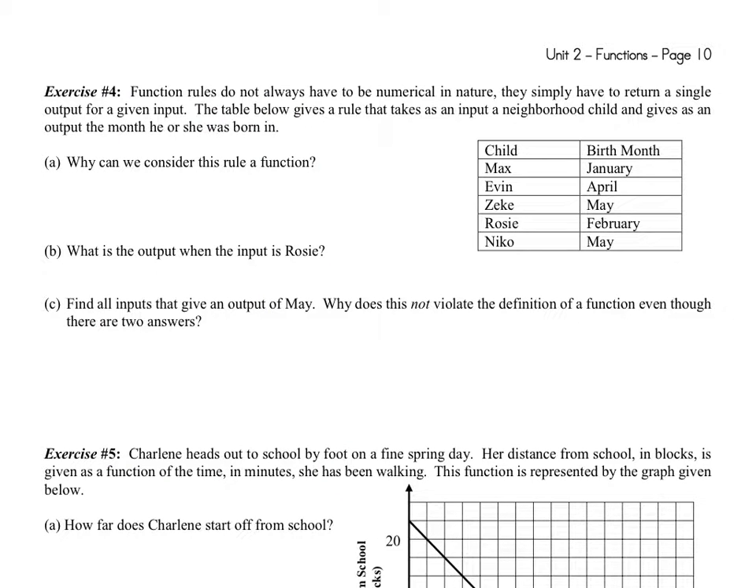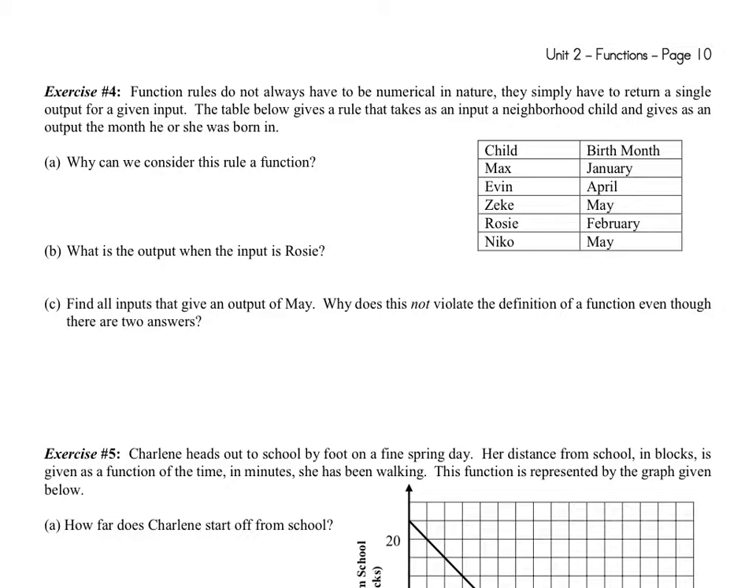All right, exercise 4 is pretty interesting. We don't see any numbers. We see children and the month that they were born. So functions actually don't have to be numerical. They just have to input something, and every time you put in something, they have to get an output that is unique to that input.